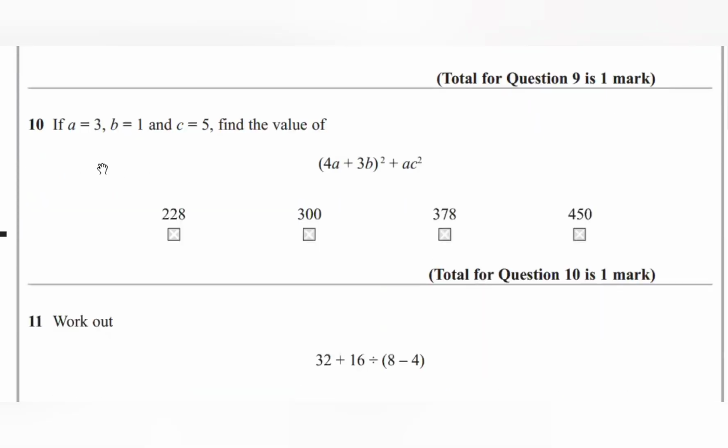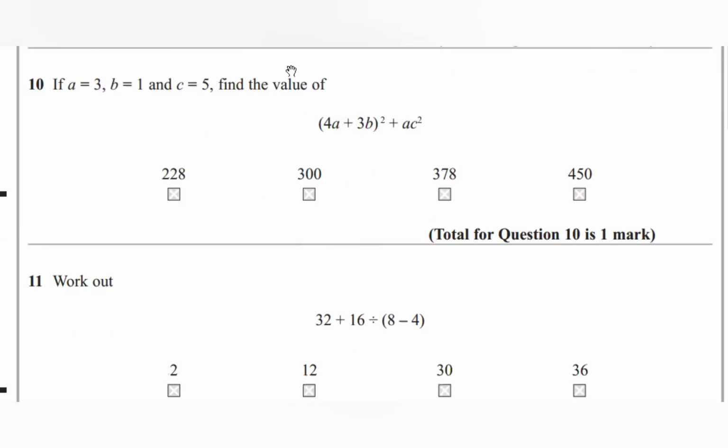Question 10. If A equals 3, B equals 1, C equals 5, find the value of this. So this question is about what? It's about substitution. Substitution means take the value of the variable and put it instead of the variable. Because A equals 3, I'm going to remove this A and put 3 instead of it. So let's do this here. Let's take this space down.